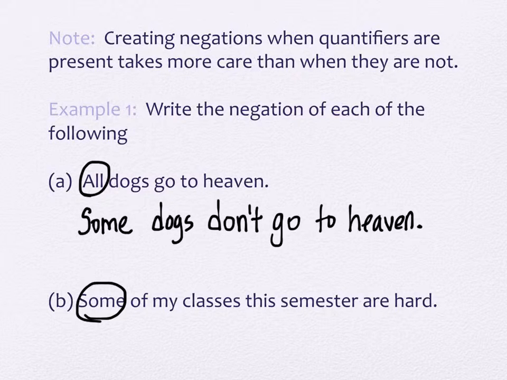There are two very reasonable ways to change this statement. Because the word some could become the word all, or the word some could become the word none. What happens after that will be different, but we get to pick. And I'm going to write both of them down just so you can see them. Let's do the none version first. So we're going to change some, which is an existential quantifier, into none, which is a universal quantifier. Okay, so if I say some of my classes are hard this semester, what would I have to say next after the word none to make the statement the opposite? None of my classes are hard this semester.